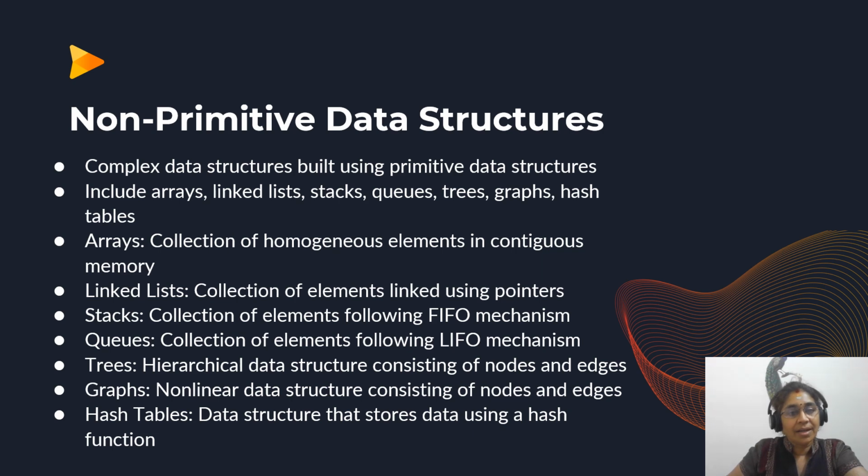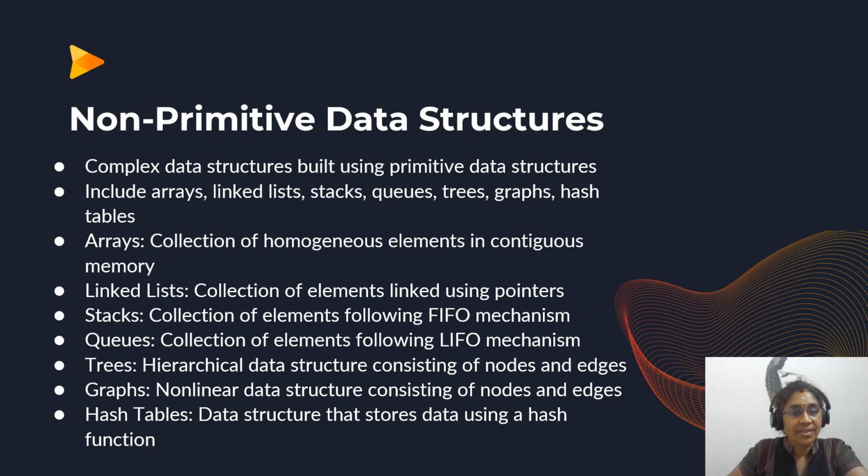Stack is a collection of elements that follow the first in, first out mechanism. Queue is a collection of elements that follow the last in, first out mechanism. Tree, in simple terms, is a hierarchical data structure consisting of nodes that are connected by edges. Graphs are nonlinear data structures consisting of nodes and edges. So let us see all these in detail in future videos.